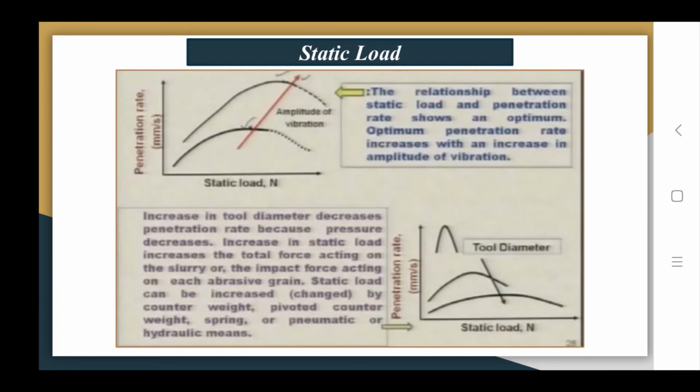Okay, but as the tool diameter is increasing, the penetration rate is decreasing, and increasing tool diameter decreases the penetration rate, because pressure decreases with the increasing tool diameter. Okay, as we know the general or basic formula, pressure is equal to force upon tool cross sectional area.